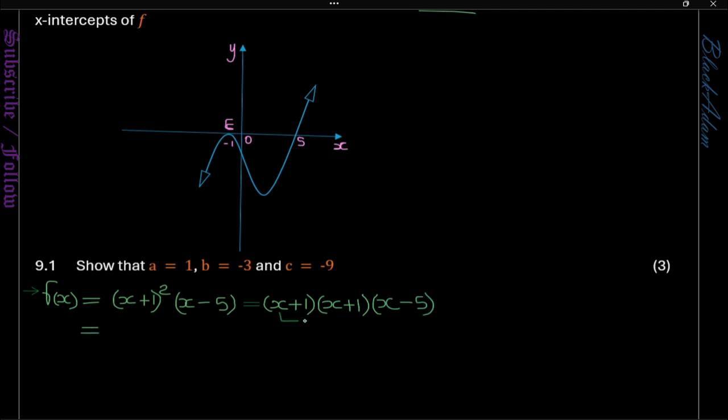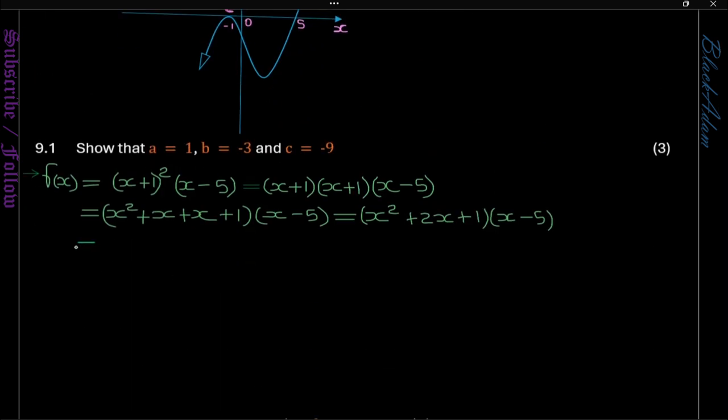And then from there we have x times x, that's x squared, x times 1, that's x, and 1 times x, that's x, so that's x squared plus 2x, 1 times 1 is 1, and all that multiplied by x minus 5. So when we simplify that, it would be x squared plus 2x plus 1, and then multiply by x minus 5.